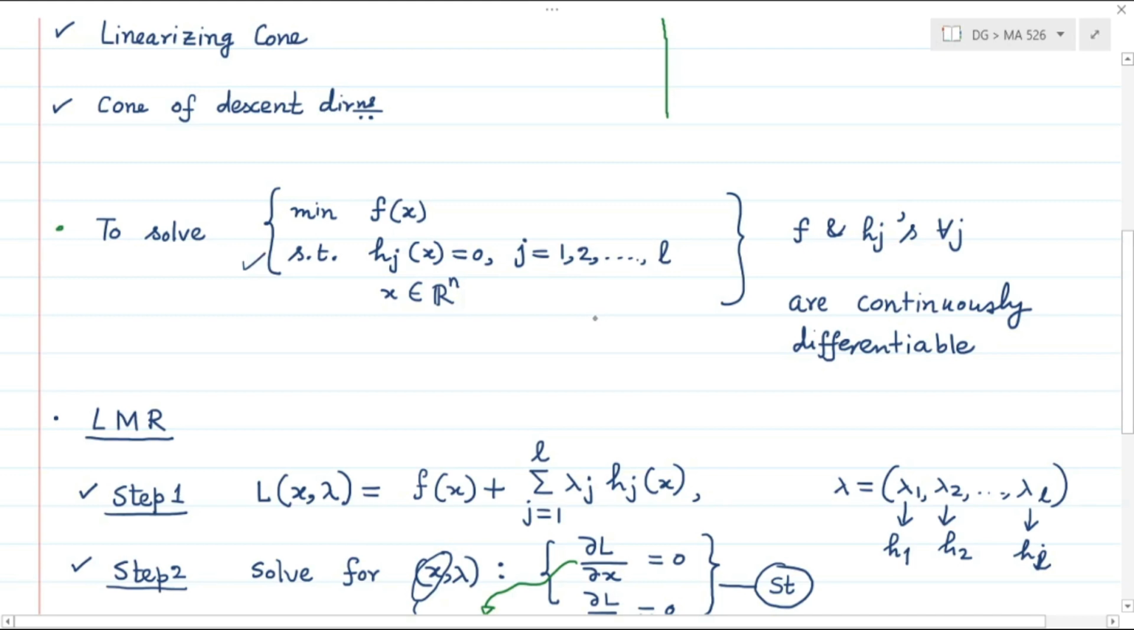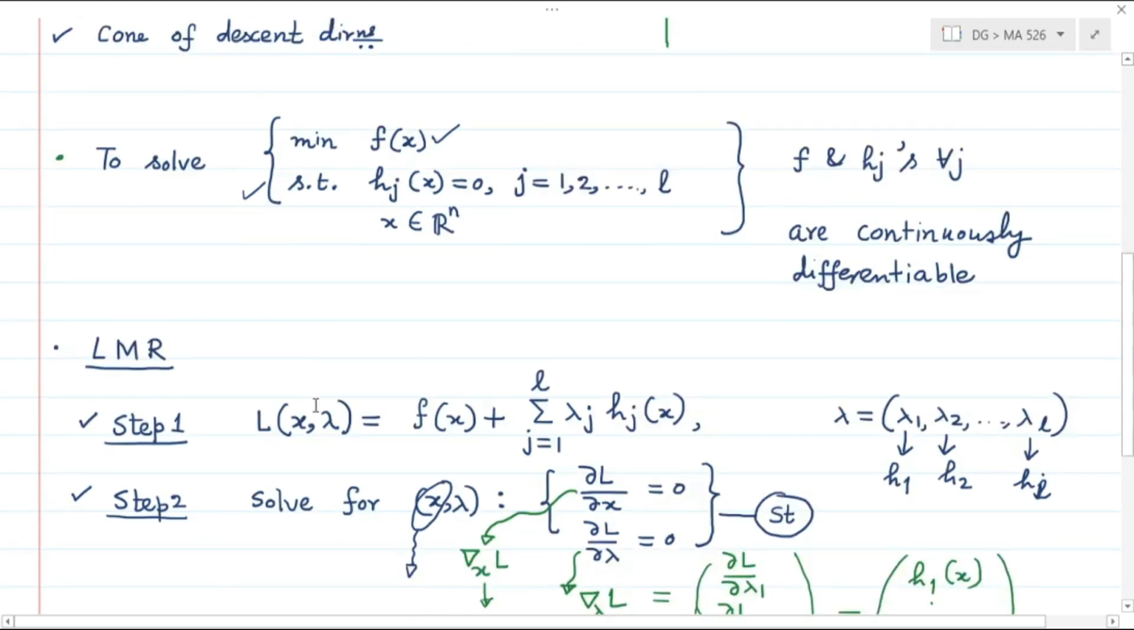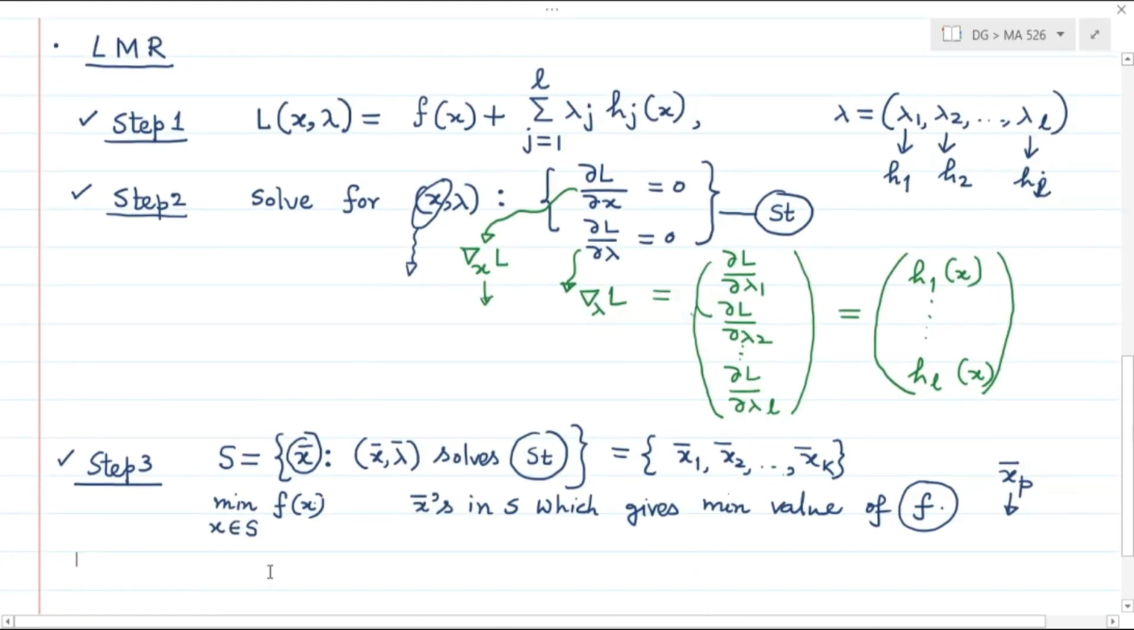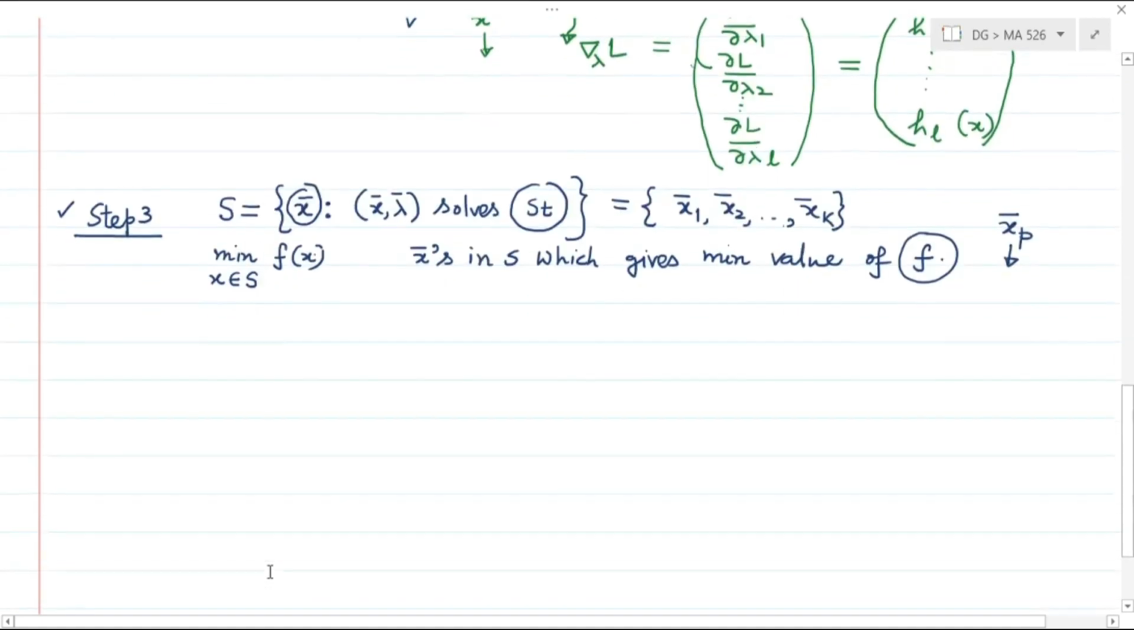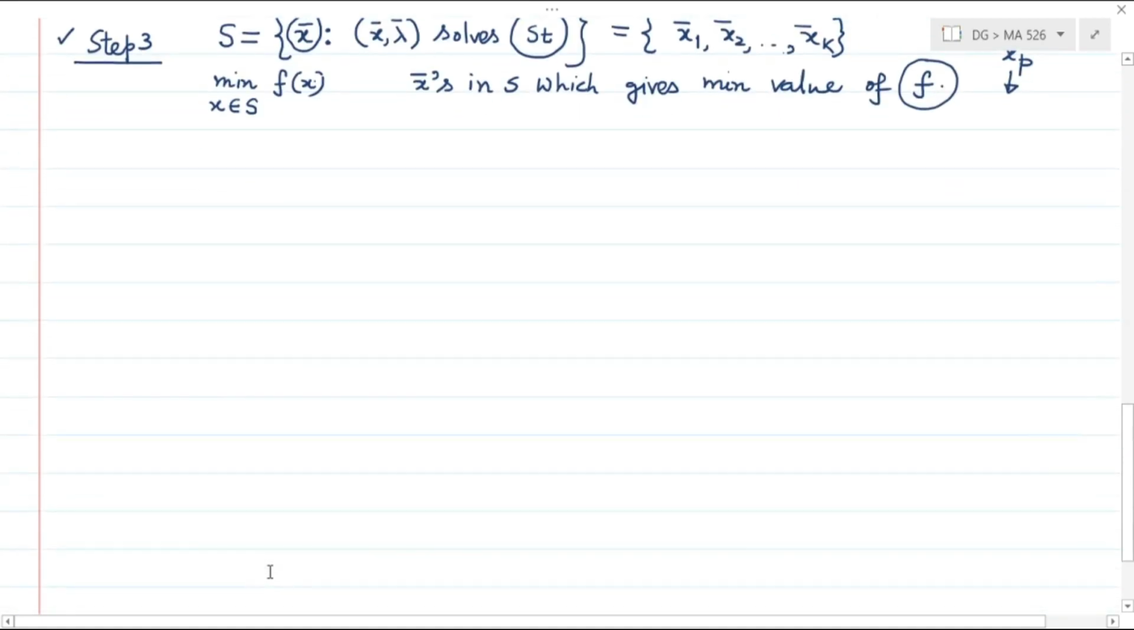Now here let me put a question. Does this method really give a local minimum for the function f subject to a set of equalities in a general setting? That means I consider a general problem where I have f and all h_j are continuously differentiable, and I follow all these three steps. My question is, is it really the case? Is it really true that for every problem you are going to get a local minimum value for the function f subject to the given constraints? The answer is no.